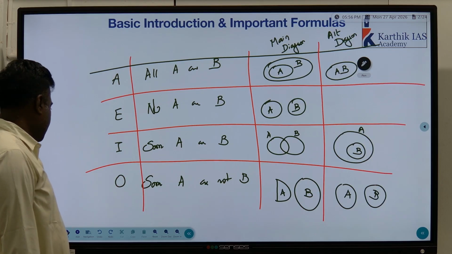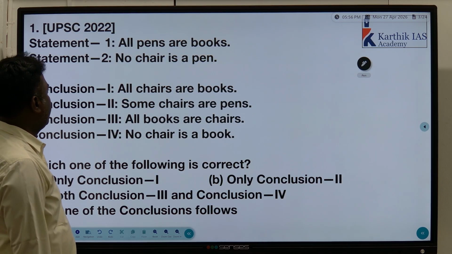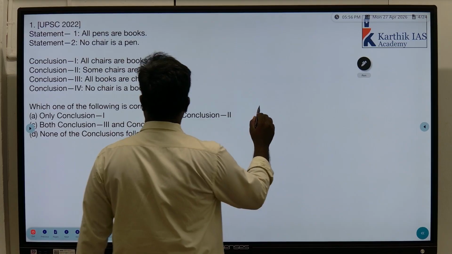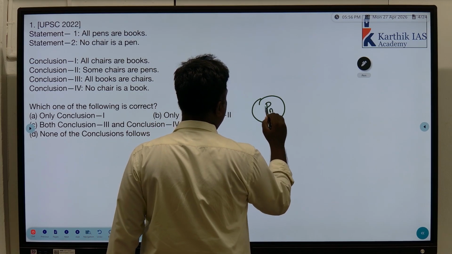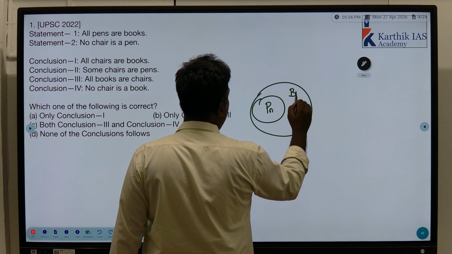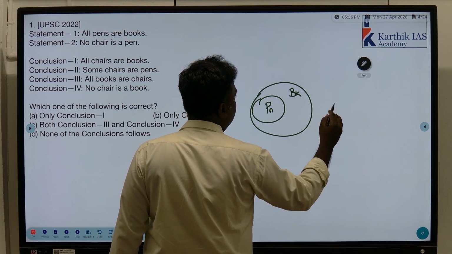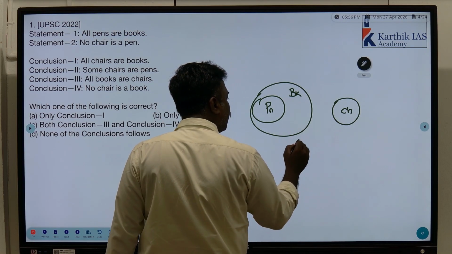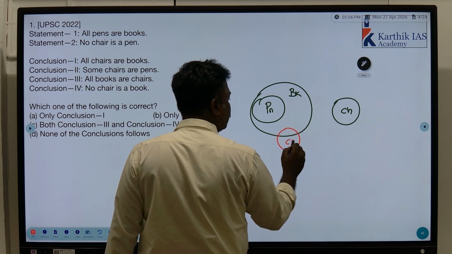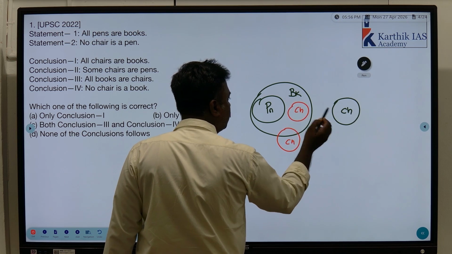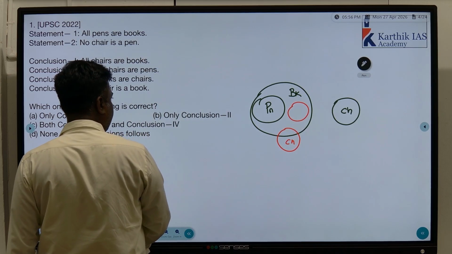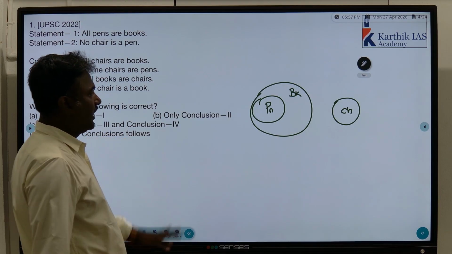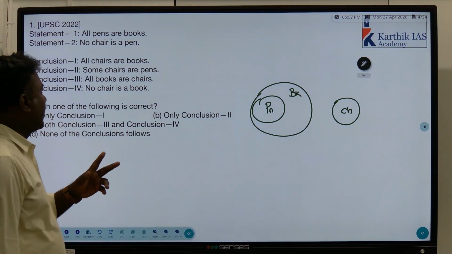So while solving questions, I will add up. So here, all pens are books. No chair is a pen. See, all pens are books means pen will come here, book will come here. Understand? No chair is a pen. We can draw it like this, and if needed, I can draw it like this here also, right? Chairs. Here also I can draw, right? That's where the confusion is. We have to keep that in mind while answering the questions. Generally this is the diagram, but 2-3 diagrams we can draw here.